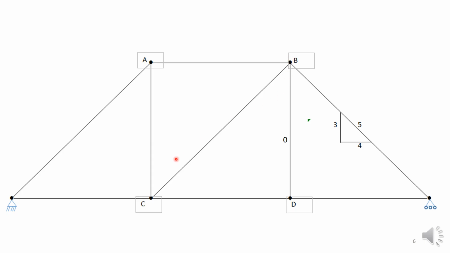The left hand support is hinged and fixed. It cannot move vertically or horizontally. There's no displacement at this joint, but it's free to rotate. The right hand support is on rollers, so the joint here can move horizontally but not vertically, and of course it is free to rotate.